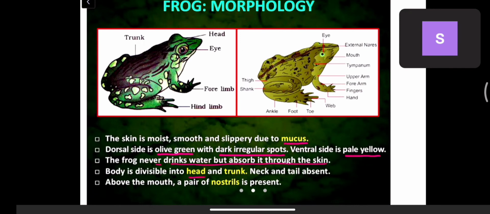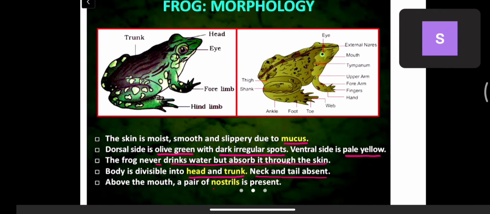The body is divisible only into head and trunk. Head is present, trunk is present. Clear, no? Neck and tail are absent. But in the case of cockroach, we studied that the thorax is present, and the front region of the thorax, the prothorax, is modified into a neck. Here there is no concept of neck. Only head and trunk are present. Thorax cavity is not present. Understood? Therefore there is no concept of neck here.